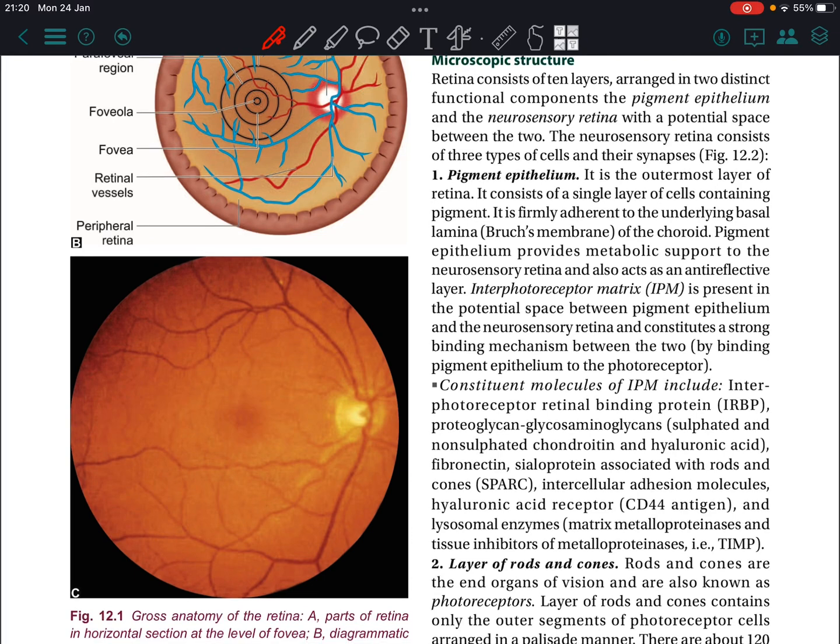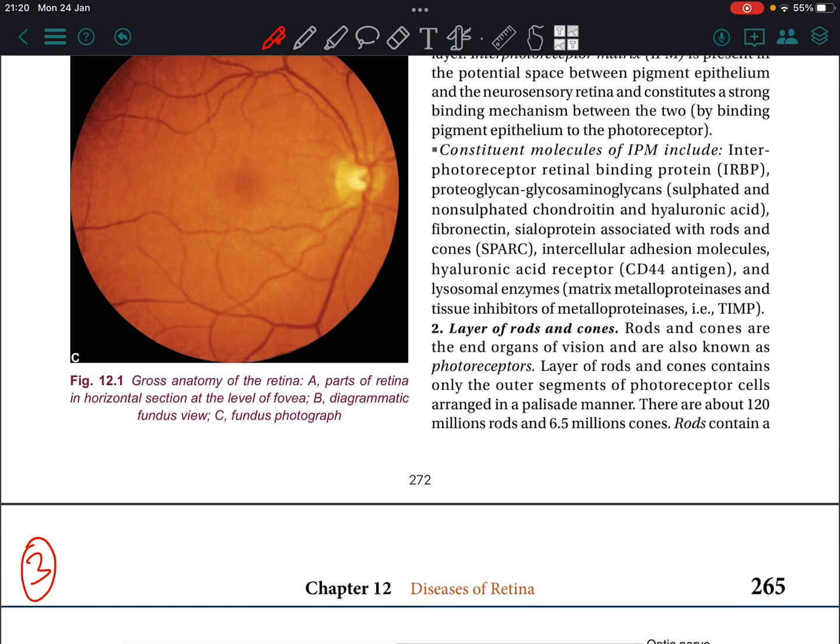Microscopic structure. Retina contains 10 layers arranged in two distinct functional components: pigment epithelium and neurosensory retina, with a potential space between the two. Neurosensory retina consists of three types of cells and two types of synapses.